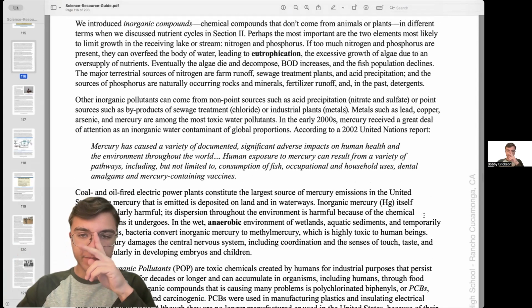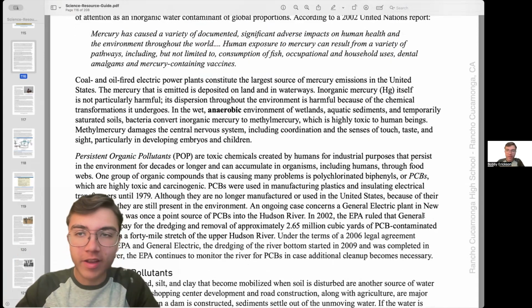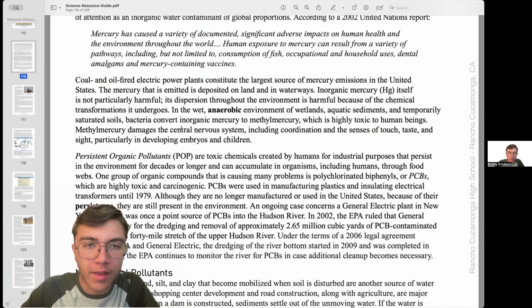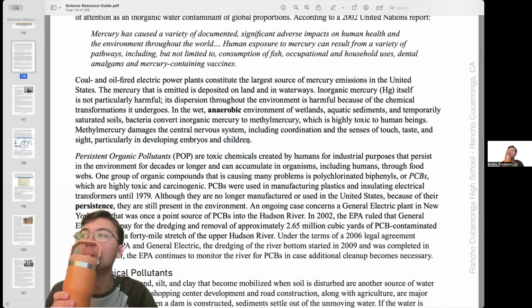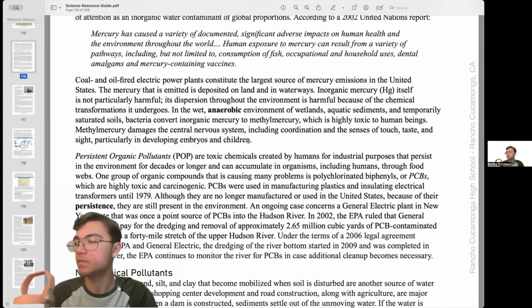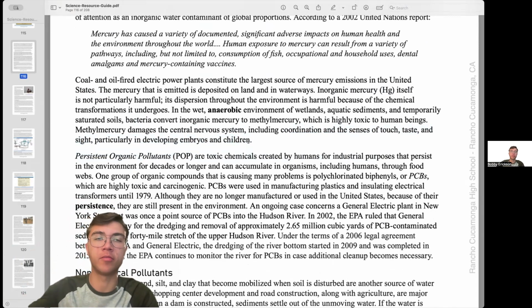So, then, if we take a look, what does methylmercury do? Well, it harms the central nervous system, such as coordination, sense of touch, taste, and sight, specifically in embryos and children. So embryos and children are particularly vulnerable to methylmercury.